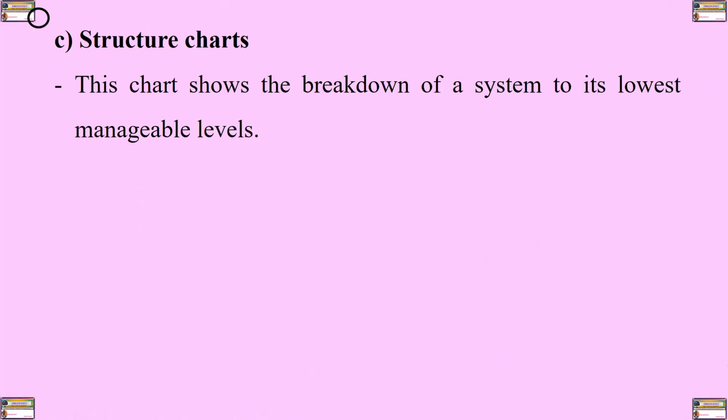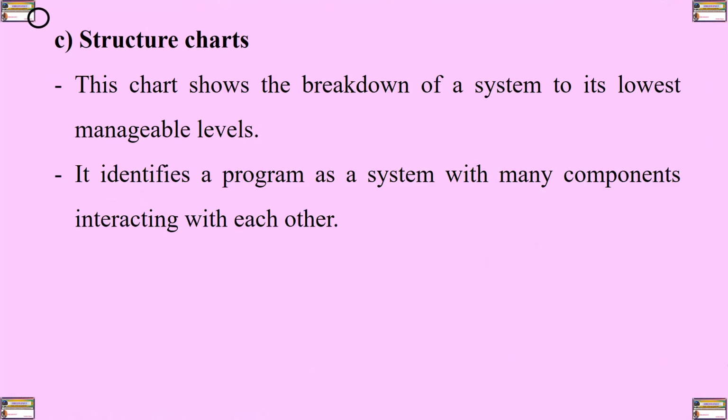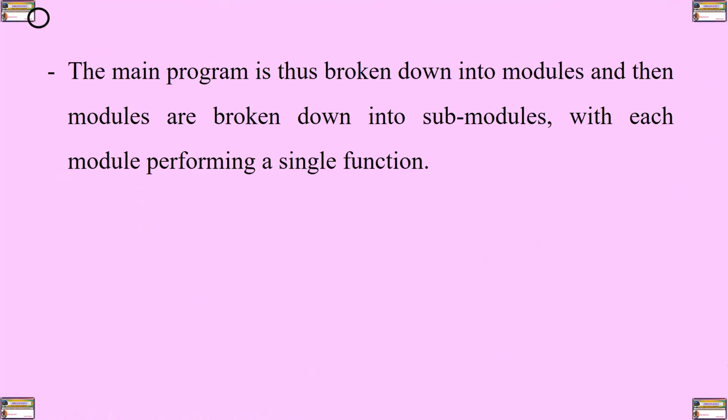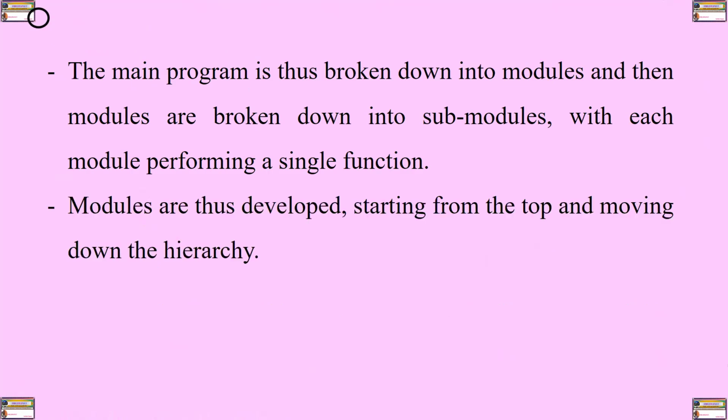This chart shows the breakdown of a system to its lowest manageable levels. It identifies a program as a system with many components interacting with each other. It shows the overall framework of the program in terms of a hierarchy of modules, with each level showing progressively more detail. The main program is thus broken down into modules, and then modules are broken down into submodules, with each module performing a simple function.